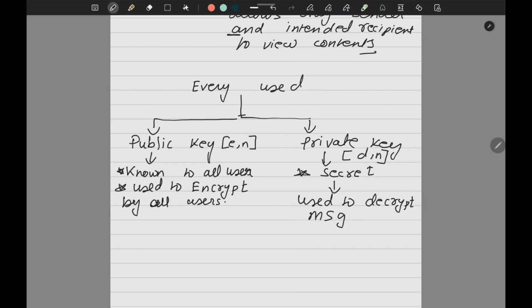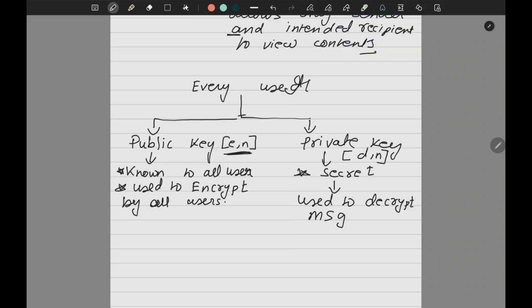Now, for every user, there will be a public key. Public key means E comma N. What is E? What is N? That I'll explain to you. And this will give you the first category of question, where I will ask you to find the public key. At that time I'll be finding this E comma N. What E and N are, I'll tell you after a few minutes. Then there is a private key. So I can ask you a question, find the public key, or I can ask you, find the private key.